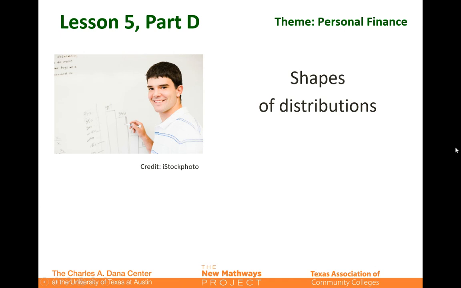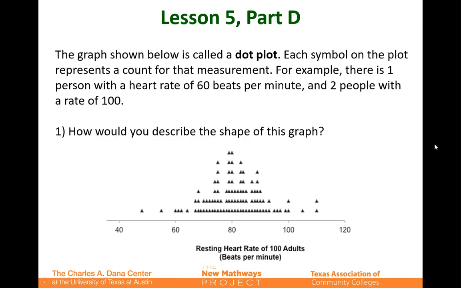All right, in part D, we're going to actually look at the shapes of distributions. And to do that, we're going to start first by looking at a new type of graph. It's called a dot plot. Each symbol on the plot represents a count for that measurement. For example, there is one person with a heart rate of 60 beats per minute and 2 people with a rate of 100. So you can see right here, that triangle represents one person that's getting 60 beats. Notice though, over here at 100, there's 2.